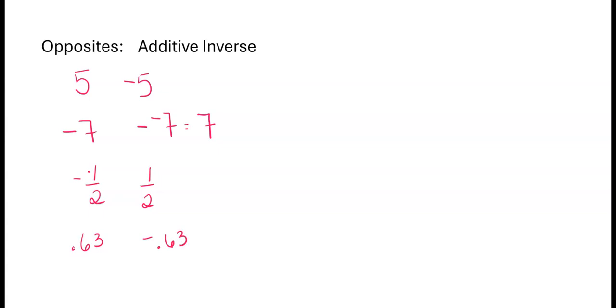The thing you need to remember about opposites is that when you add them together, they equal 0. So a 5 plus a negative 5 is equal to 0. They cancel each other out. A negative 7 plus a positive 7 equals 0. They also cancel each other out. A negative 1/2 plus a positive 1/2 is equal to 0. And a 0.63 plus negative 0.63 equals 0. Additive inverses are numbers that you add together and they get 0.